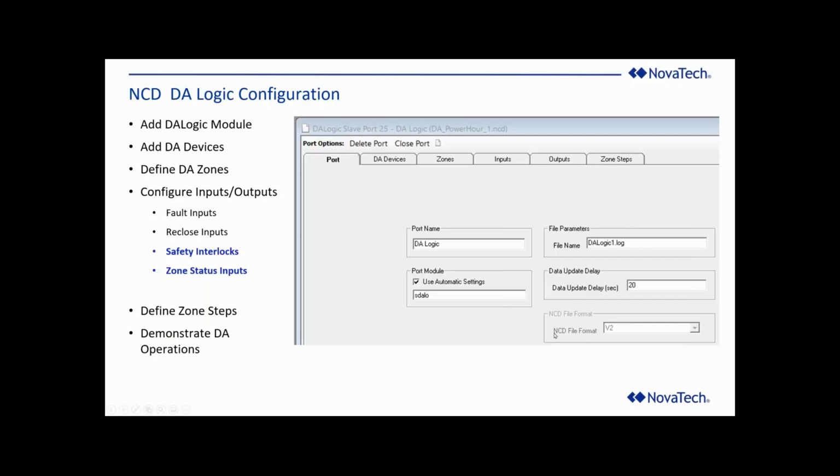This time is the amount of time that DA waits before it will start to analyze. So that is where that comes from. The other file parameter that's here, DA logic.log. DA logic will write a file with a step-by-step analysis and timestamp the actions that it takes.